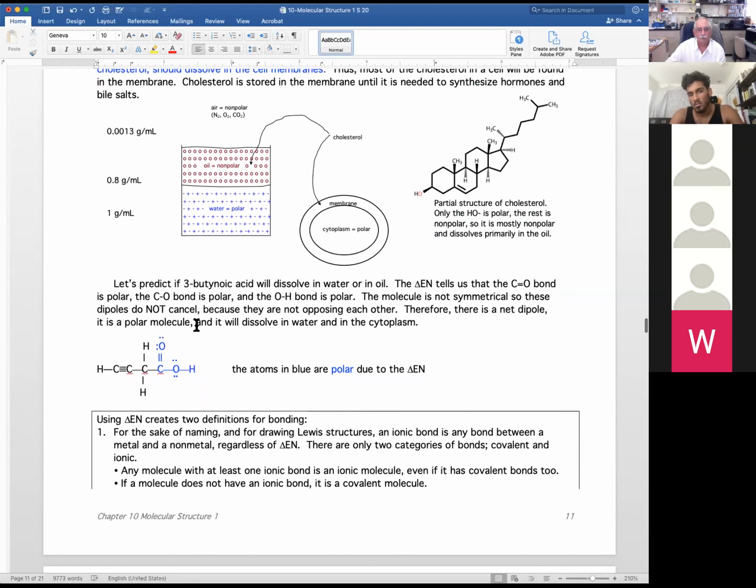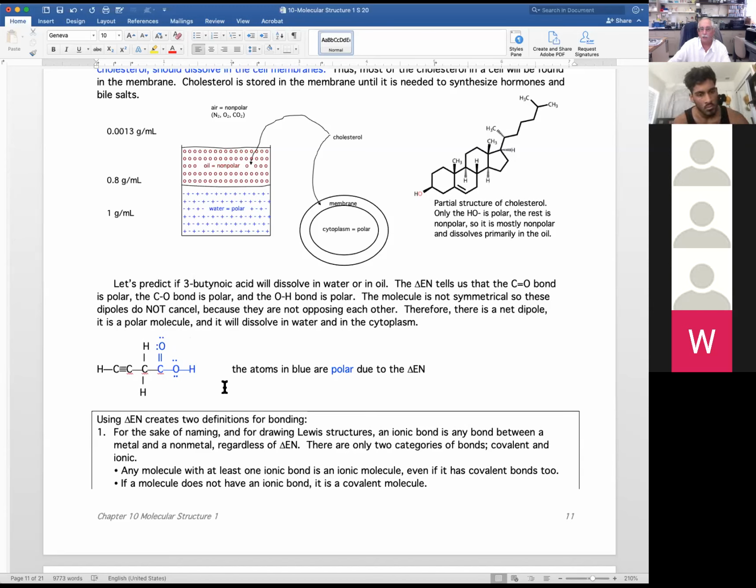Let's look at this molecule right here. So we looked at this before in terms of shape, right? So that oxygen has 4 regions of electron density. 2 have atoms on it, so therefore the oxygen is bent. Remember we went through that? Now what I did is in blue, I put all the polar parts of this molecule, and in black are all the non-polar parts of the molecule.